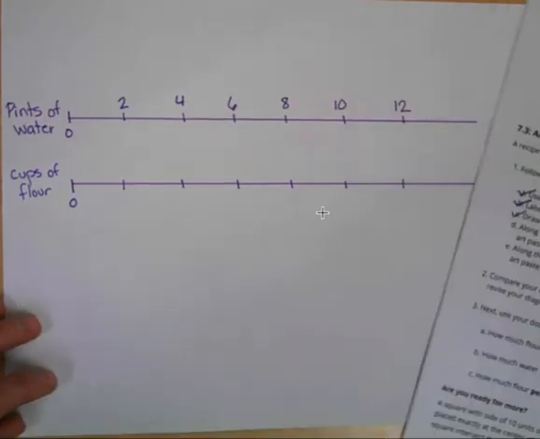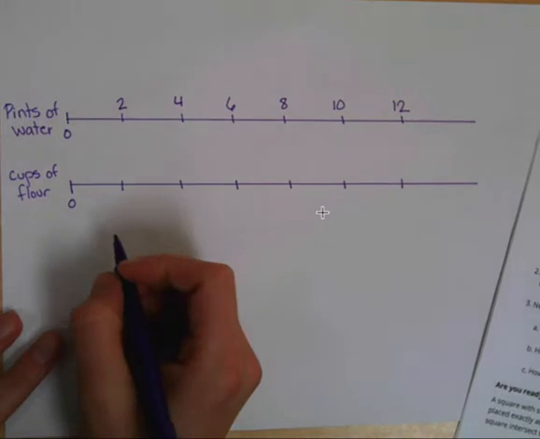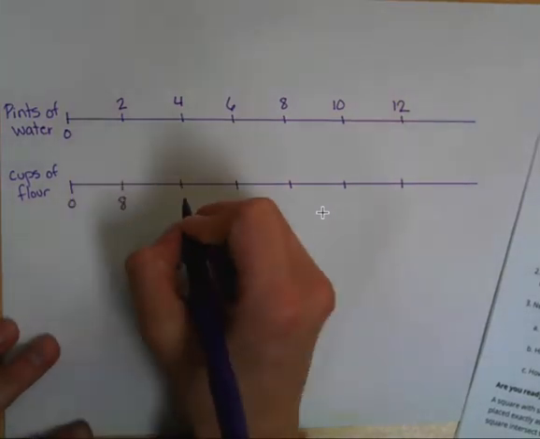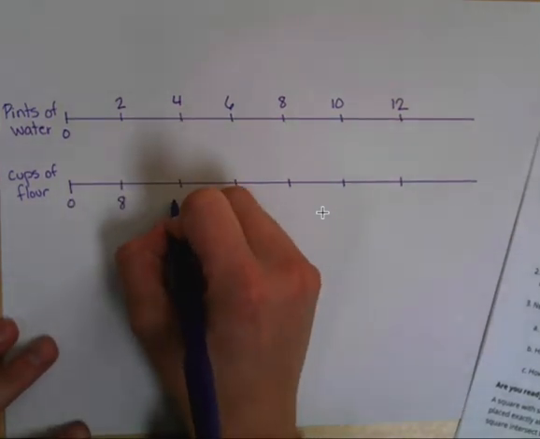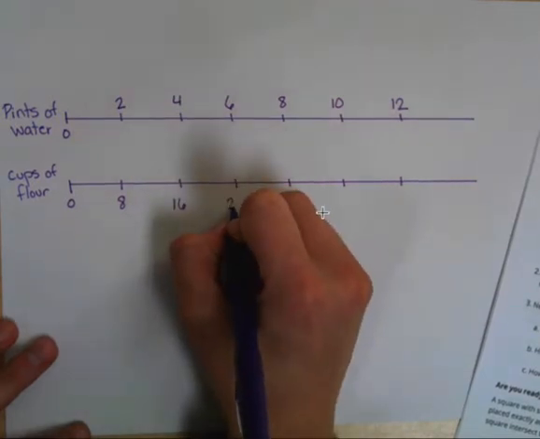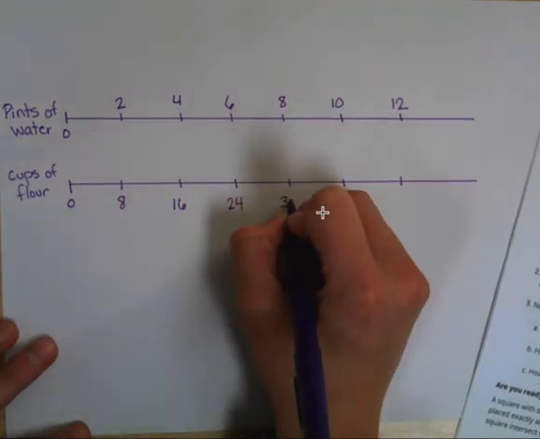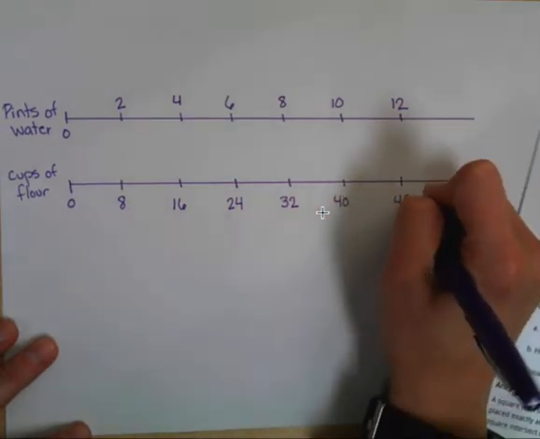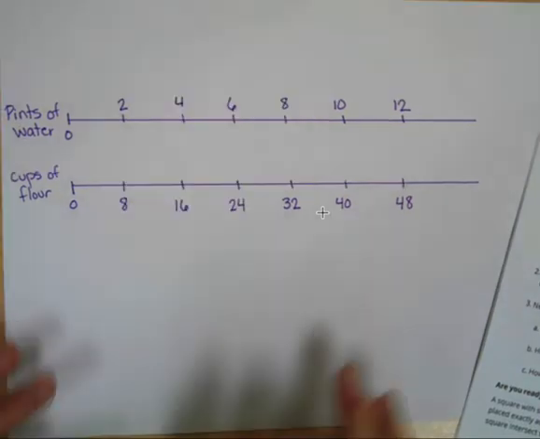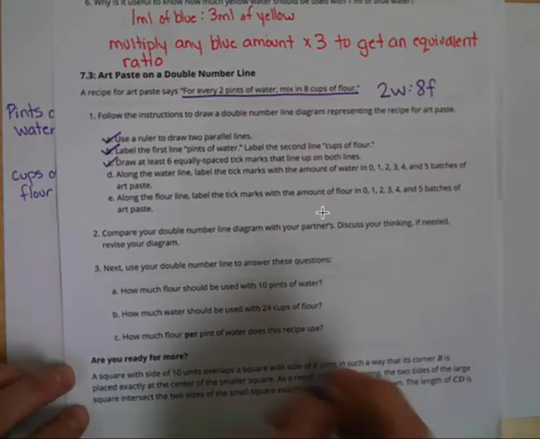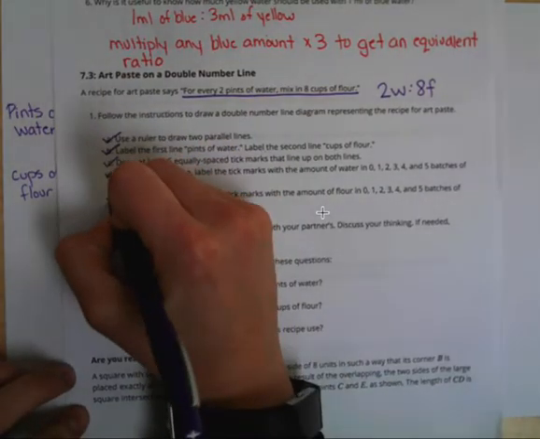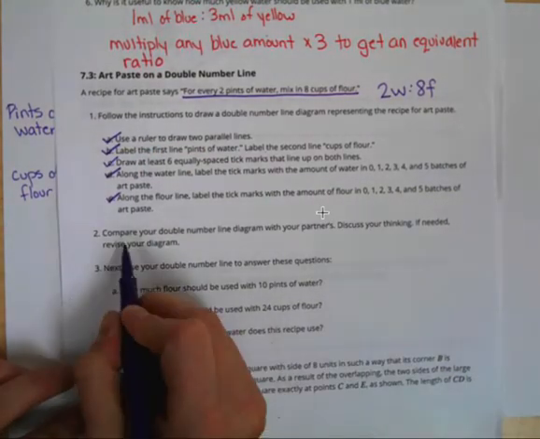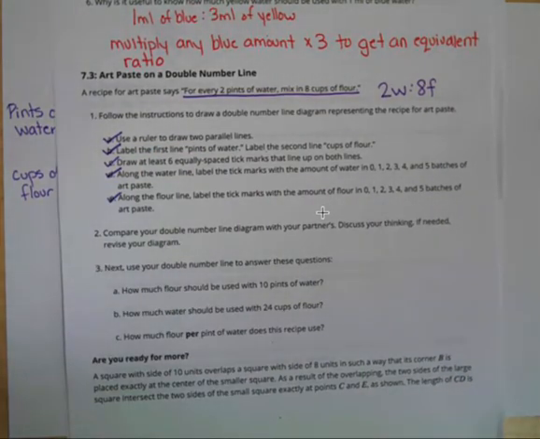And along the flour line, label our tick marks as well. So there's 8. So then we're going to count by 8s. 16, 24, 32, 40, and 48. So we have completed number 1. Now it says to compare your double number line with a partner, discuss your thinking, and if needed, revise your diagram. We're going to skip that since you made your diagram with me.